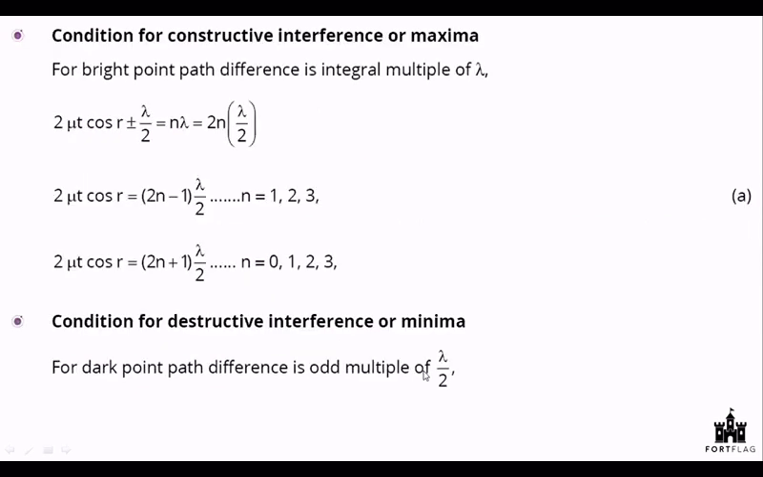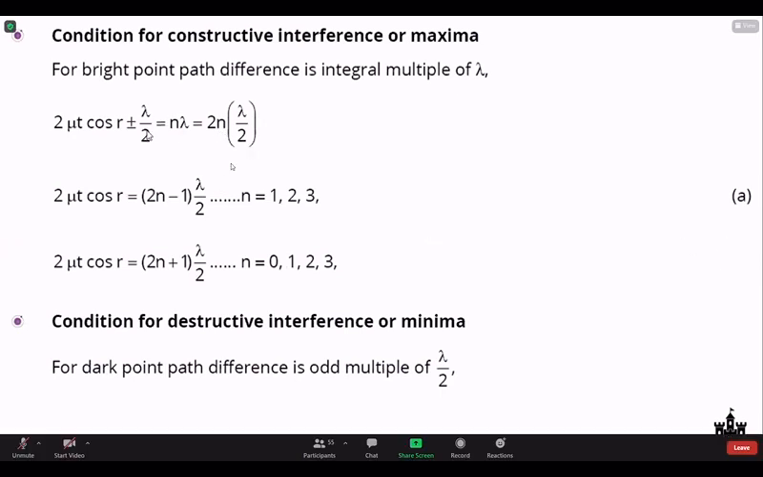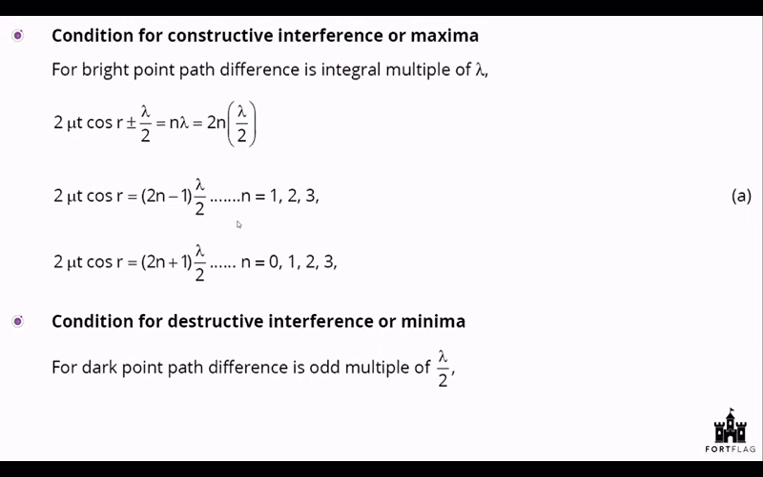So you equate it to 2 mu t cos r plus or minus lambda by 2 equal to n lambda, which is equal to 2n lambda by 2. Taking this lambda by 2 to the right hand side, you will get the equation 2 mu t cos r equals (2n plus or minus 1) lambda by 2. This is the condition for constructive interference for the reflected system. Please be careful: this is the condition for constructive interference of the reflected system.